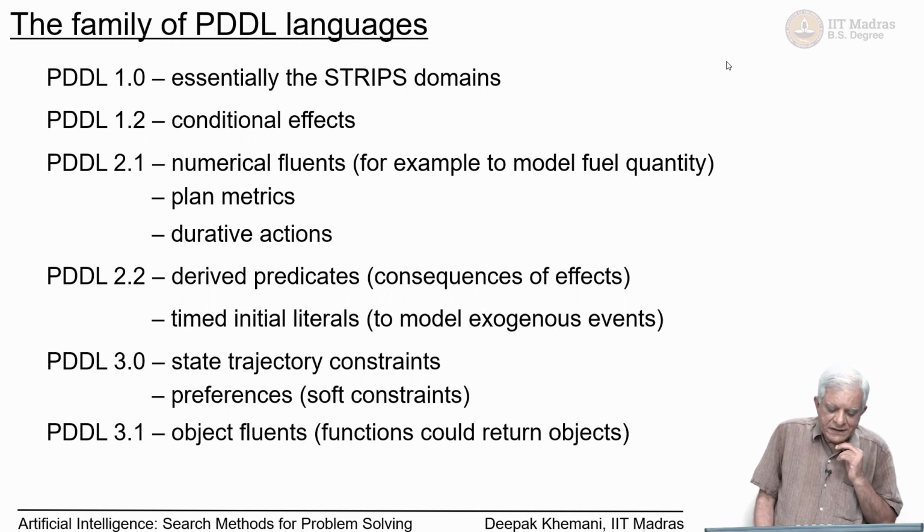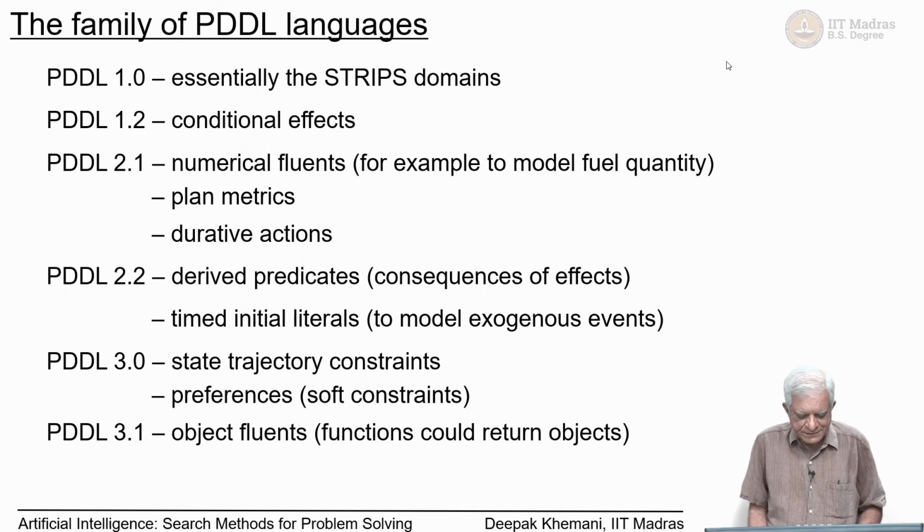Then in PDDL 3.1, we can have object fluents, we can have functions that could return objects essentially. So, that could be part of this. Some objects become true at a certain point and so on and so forth, or they can be computed using a function.